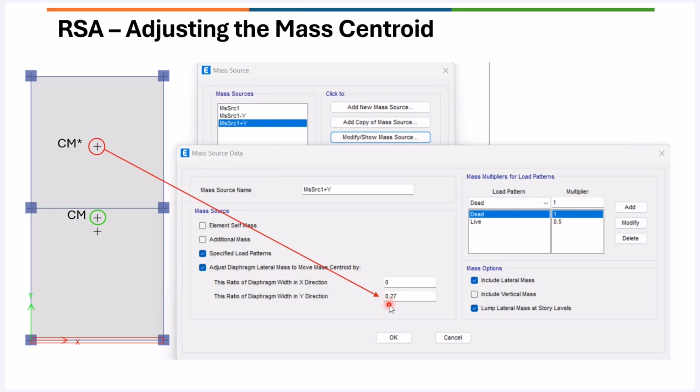This ratio is the EDI calculated earlier. That is 3.252, 3.25, something like that, and divided by the width of the building perpendicular to the load application, which is 12, and that is 0.27. And we'll apply that as a ratio here. This is for the positive, and similarly one for negative.